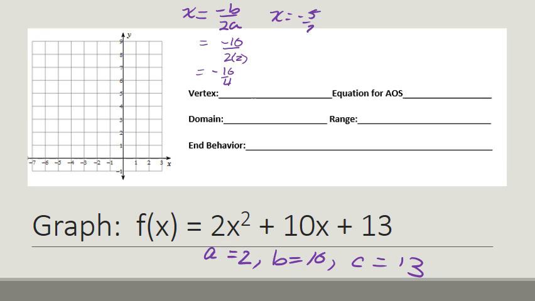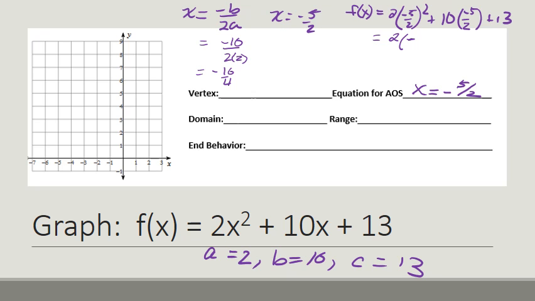So our axis of symmetry is x equals negative 5/2. And then to find our y value, or our f of x, we're just going to plug that in. So 2 times negative 5/2 squared plus 10 times negative 5/2 plus 13. So that's going to give me 2 times 25/4 plus 10 times negative 5/2 is negative 25, and plus 13.